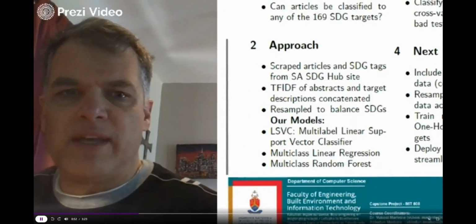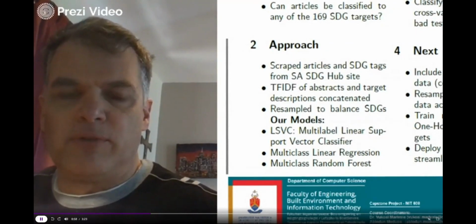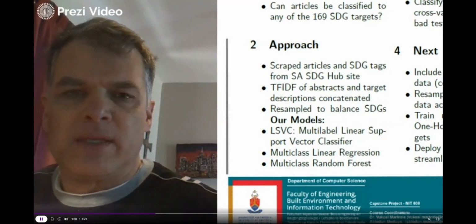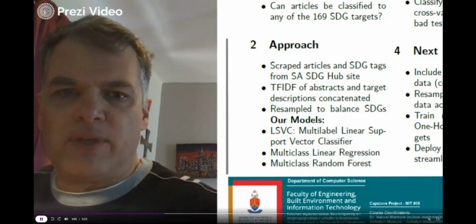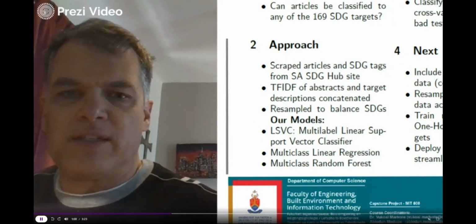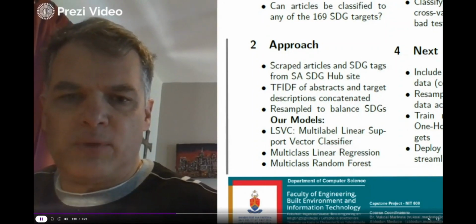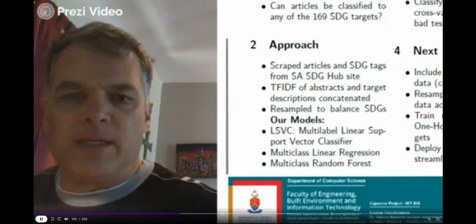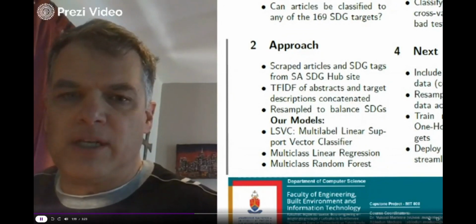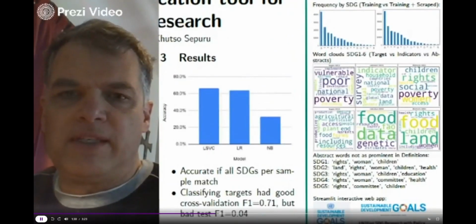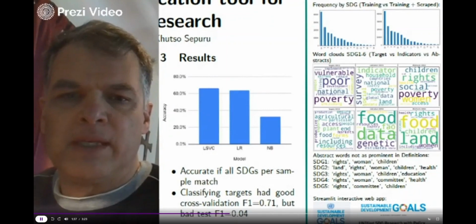We scraped articles and SDG tags to be able to improve the balance of the dataset. Binary term frequency and term frequency inverse document frequency were used on the abstract and target descriptions that were concatenated. We then built multi-label models for the linear support vector classifier as well as multi-class models. SVC ended up being the best model and gave us a 64% accuracy across all SDGs.